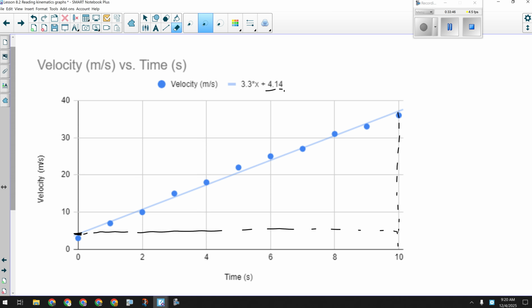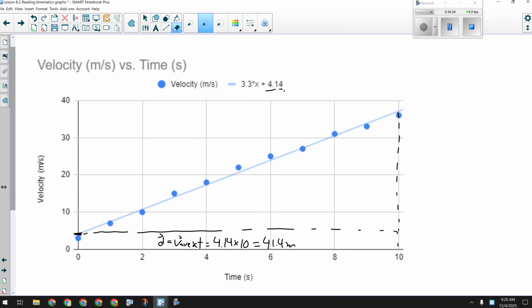Got to remember that the initial value of y on this graph is the initial velocity. So b is the initial velocity. So if I want to find displacement, I'm just going to go average velocity times time, 4.14 times 10. So 41.4 meters. That's how far the object would go if it didn't accelerate. But it clearly does. So I've got to figure out how far it's going to go while it's accelerating. That would be the triangle.